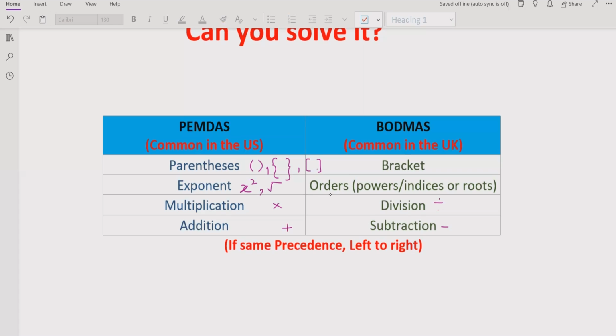If you are going from left to right, you have to follow this instruction. First you solve the parentheses, after that exponents, after that multiplication or division, whichever comes first in the left to right expression, because they both have the same precedence. Similarly for addition and subtraction.